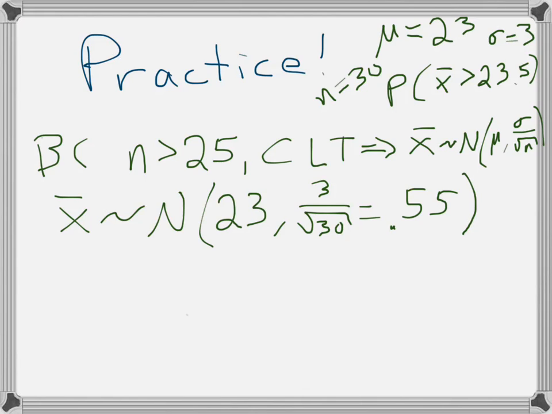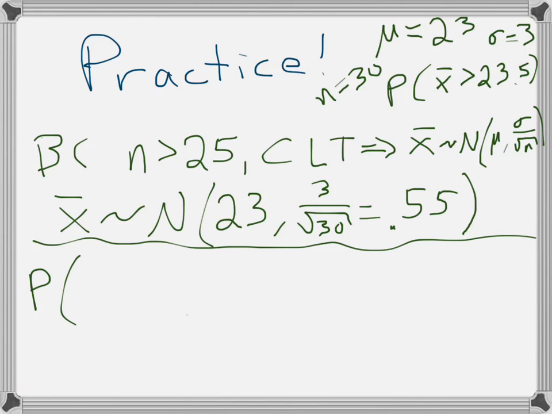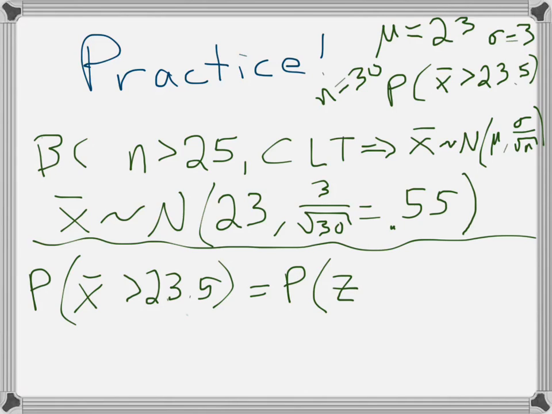So now I want to know the probability, and I'm going to answer the question now that I've gotten that down. Probability that x bar is greater than 23.5. Going to rewrite that as a z problem, so think back to normal distributions. So this is the probability that z is greater than, well, the equation for z is x bar minus mu over the standard deviation of the statistic. So the standard deviation here is sigma over square root n.